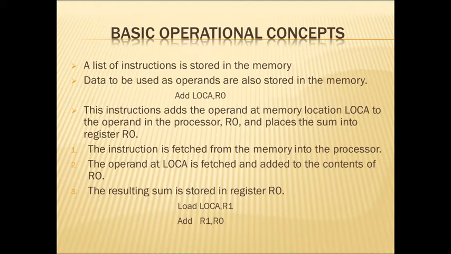A list of instructions is stored in the memory. The data to be used, the operands, are also stored in the memory. Here, the memory stores information relevant to a task to be performed. Any information is stored as a binary pattern of zeros and ones in every location sequentially. The information can be stored.